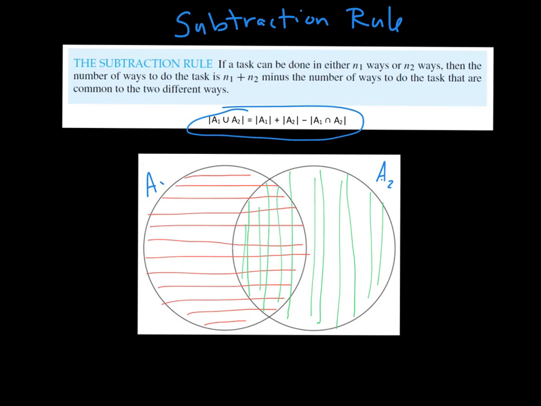So what happens when we do that is we've counted everything in A1, and we've counted everything in A2, but look at this part in the middle. This part, this little football shape, has been counted twice. It's been counted once by counting A1, and a second time when I counted A2. So to fix that, to get the right count, I subtract off the cardinality of that intersection one time. And so that's the subtraction rule. Let's see an example.